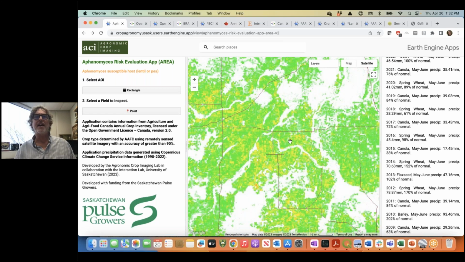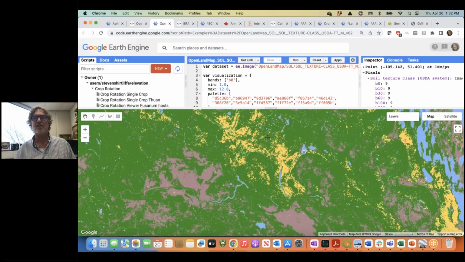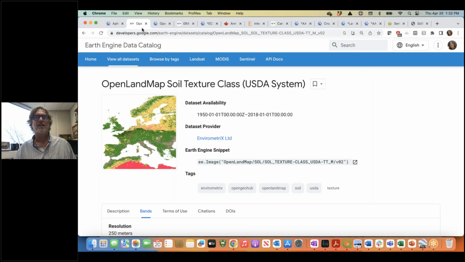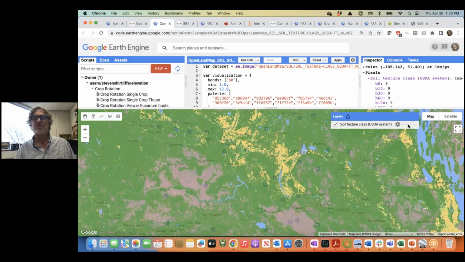Maybe I'll go back now and show you a little bit more of what goes into this model. The first thing is the soil texture. I mentioned that before. There's a data set on Google Earth Engine that's available, that the USDA system has used, with soil maps around the world. So we're just going on that. And this is a soil texture map for Western Canada.